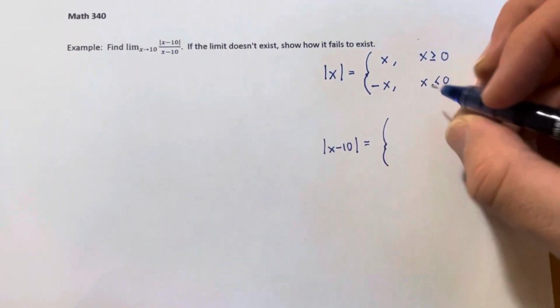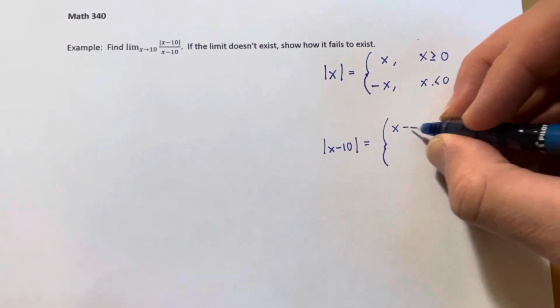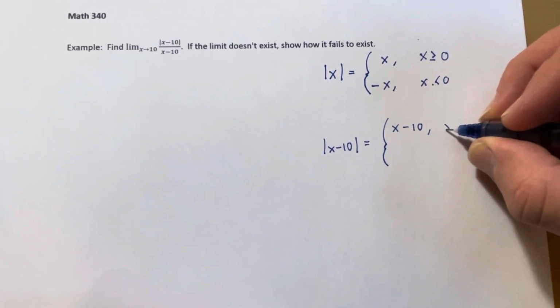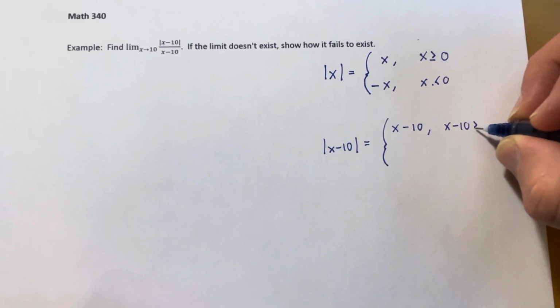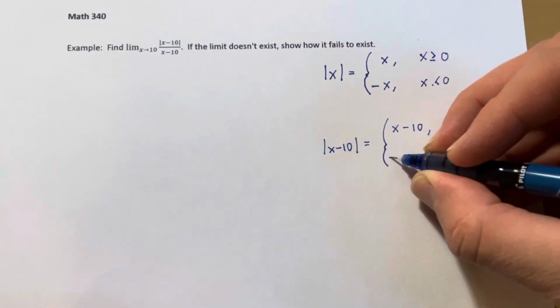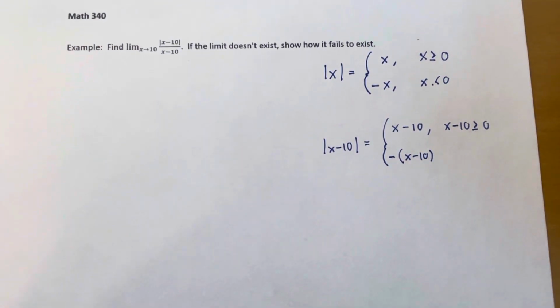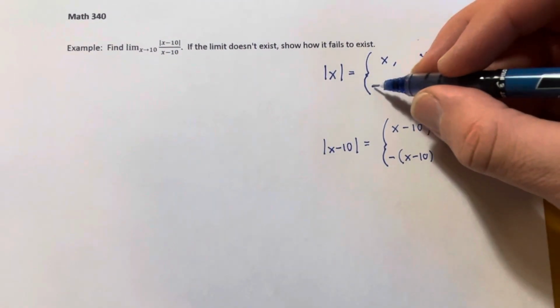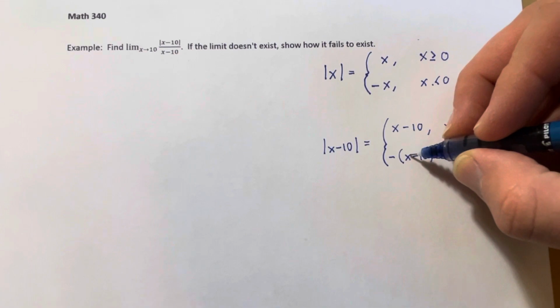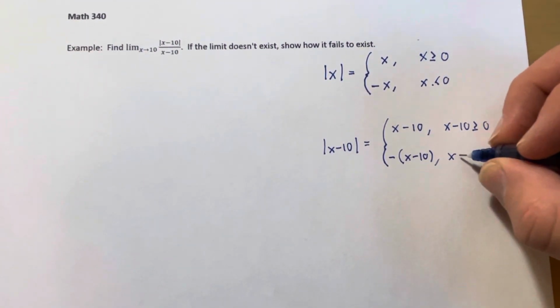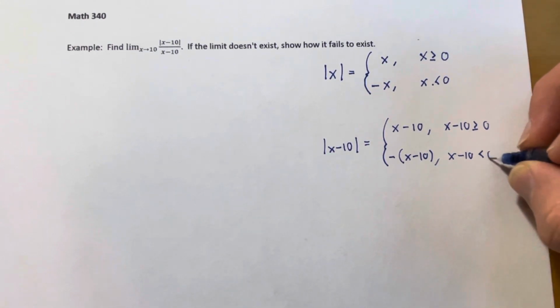I'm going to get, instead of x there, I get x minus 10 there. And this x becomes x minus 10. This negative x becomes negative x minus 10. Notice I'm putting the x minus 10 in parentheses so that this opposite sign right here doesn't only affect the x in the front, it affects the whole thing. And then this x becomes x minus 10 less than 0.